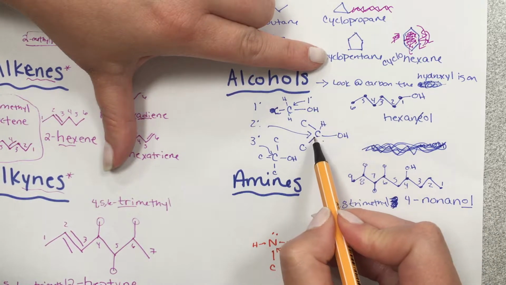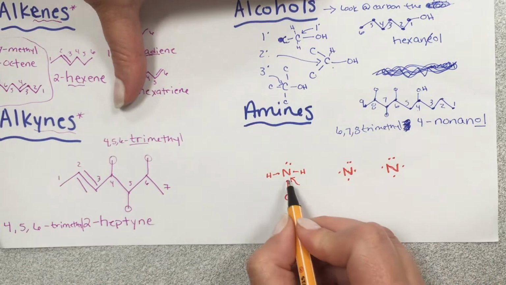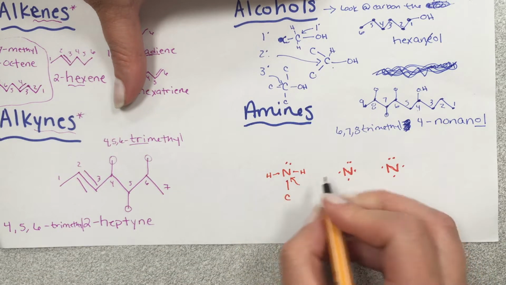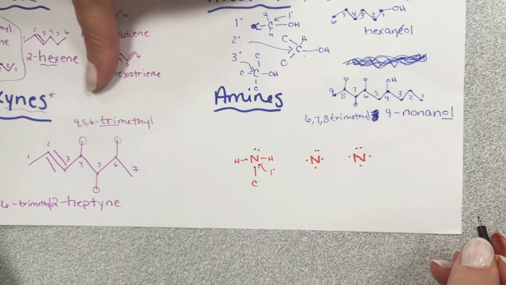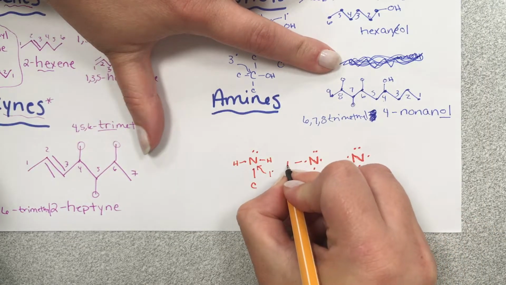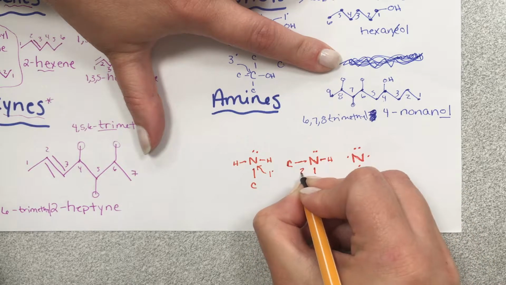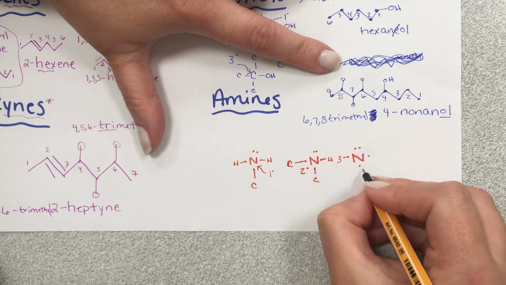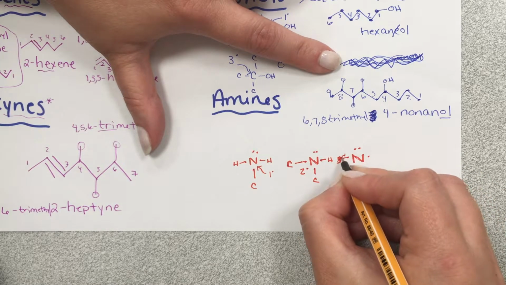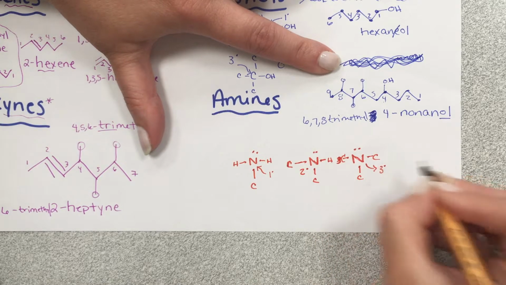We're looking at the nitrogen now. That's in contrast to looking at the carbon connected to the hydroxide. Here we're looking at the nitrogen. And if on the nitrogen there's 1 carbon, that's considered primary. If there are 2 carbons connected to the nitrogen, then that is secondary. If all 3 bonds are carbon, that's considered tertiary.